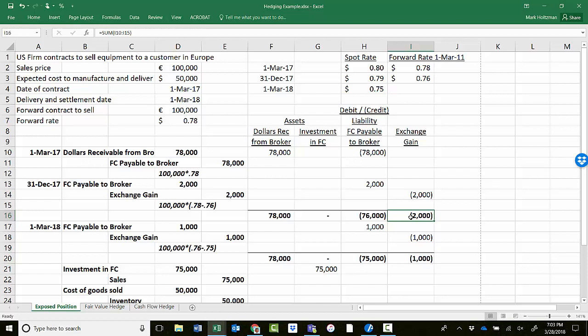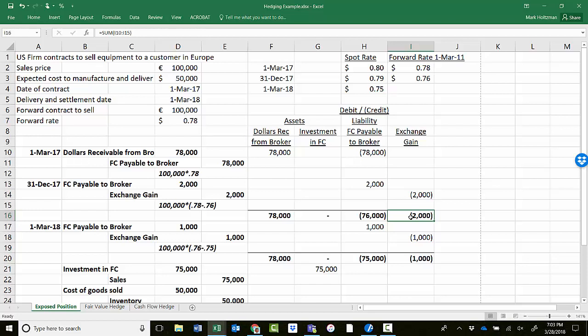And again, I want you to notice that the company may be concerned about this balance sheet value fluctuating. We're going to get to that when we talk about the fair value hedge. Next, before we go to March, before we close the transaction and we deliver the goods and we collect the money, we're going to mark everything to market again.